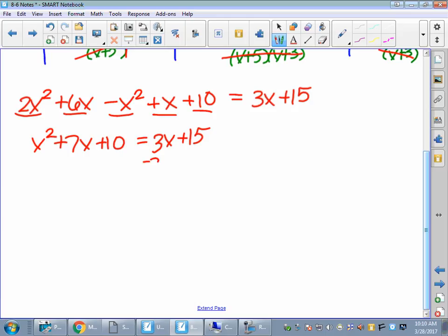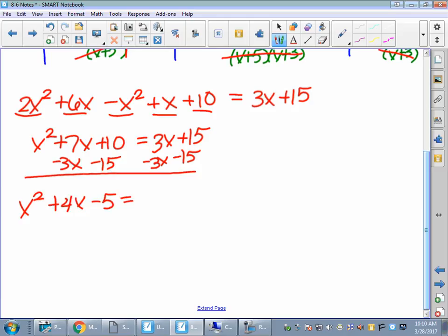So I'm going to subtract 3x to bring it over with the 7x, and I'm going to subtract 15 to bring it over with the 10. So x squared plus 4x minus 5 is equal to 0. What multiplies to give me negative 5 and adds to give me a positive 4? How about x plus 5 and x minus 1? A negative 1 and a positive 5 multiply to give you negative 5, and they add to give you 4.